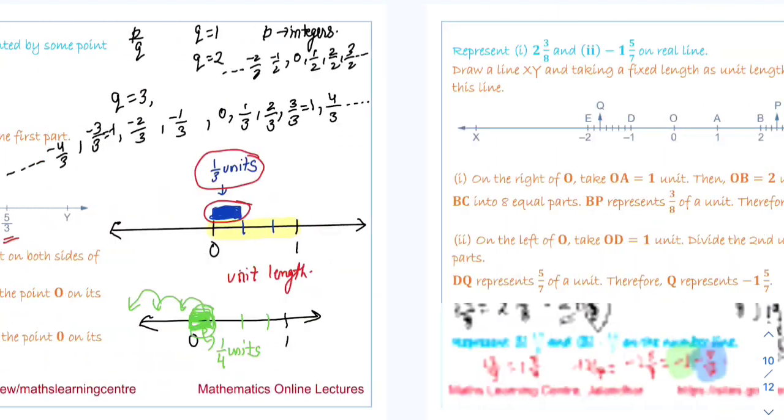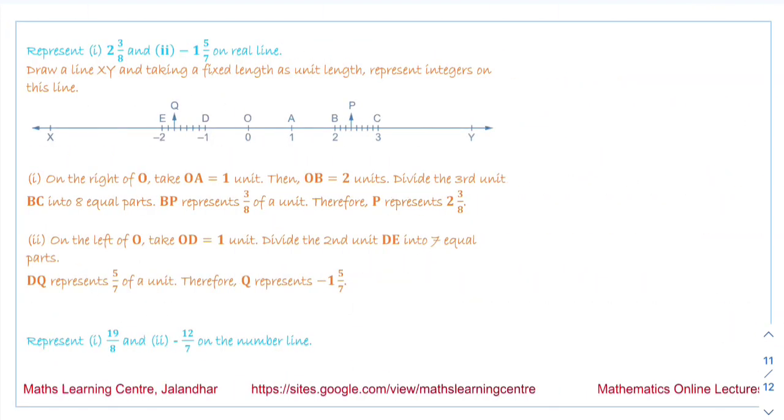Now we are going to represent some other numbers on the number line. Suppose we have to represent the number 2 whole 3 by 8 on the number line. What 2 whole 3 by 8 means is that this number lies after 2 and before 3. The first thing we see from this is that the number lies after 2 and before 3. So we are going to draw the number line over here.